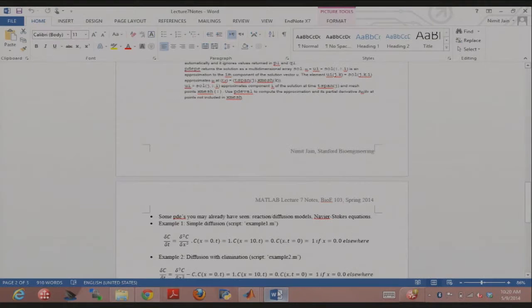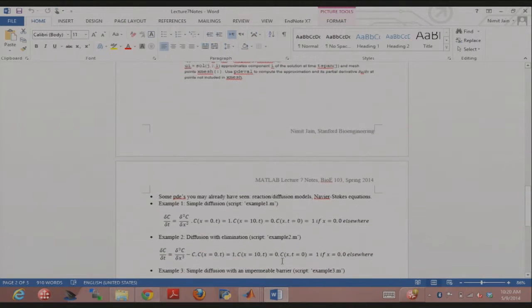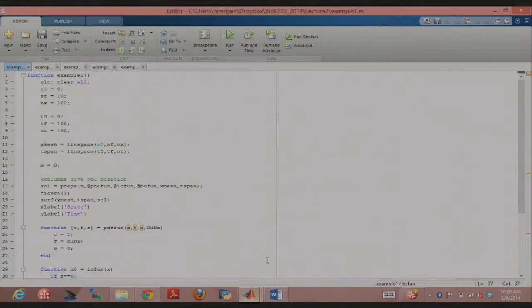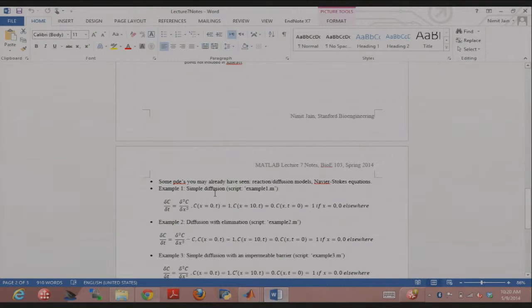So let's move on to another example to further understand how BC fun is working. Before doing that, I want to mention how I plotted this. That's just using surf, and in surf you can use X mesh and T span. So let's look at the second example.